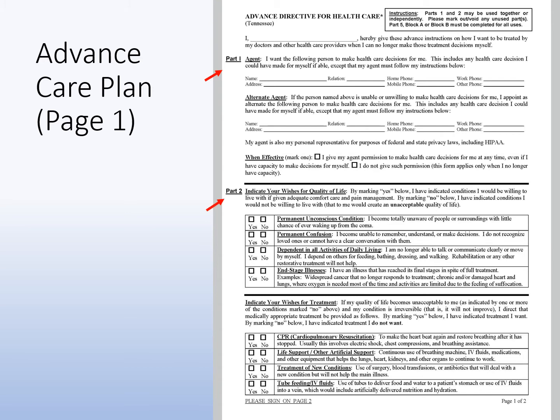So part 2 really looks at quality of life, and you can read right here, by marking yes, you've indicated you're willing to live with this condition, provided that you have adequate comfort care and pain management. So you can see all of the listed conditions here, and you would check yes or no. So permanent unconsciousness, permanent confusion, being dependent in all activities of daily living, and then end-stage illness, which often refers to things like renal failure or a metastatic or widespread cancer. So the patient here then goes through all of those different situations.